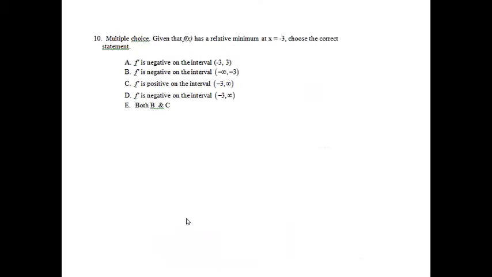Okay, question 10, multiple choice. Given that f of x has a relative minimum at x equals negative 3, choose the correct statement. So if we have a relative minimum at x equals negative 3, we know things are happening with f prime. So I'm going to make myself an f prime chart. I'm going to put negative 3 in the middle. If I know something has a relative minimum, f prime must go from negative to positive, because that would mean the function is decreasing and then increasing. So we're going to use this f prime chart to help us answer this question.